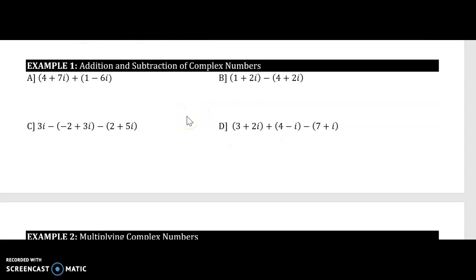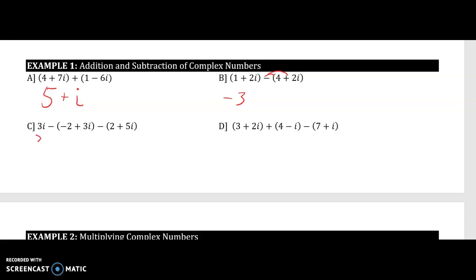Let's take a look at adding and subtracting complex numbers. So when you add and subtract, you just put them together. So 4 plus 1 is 5. 7i minus 6i is 1i, or just i. For this one, you have to be careful. Make sure you distribute your negative. That's 1 minus 4 is negative 3. 2i minus 2i is 0, so 0i, or you just don't have to write it.